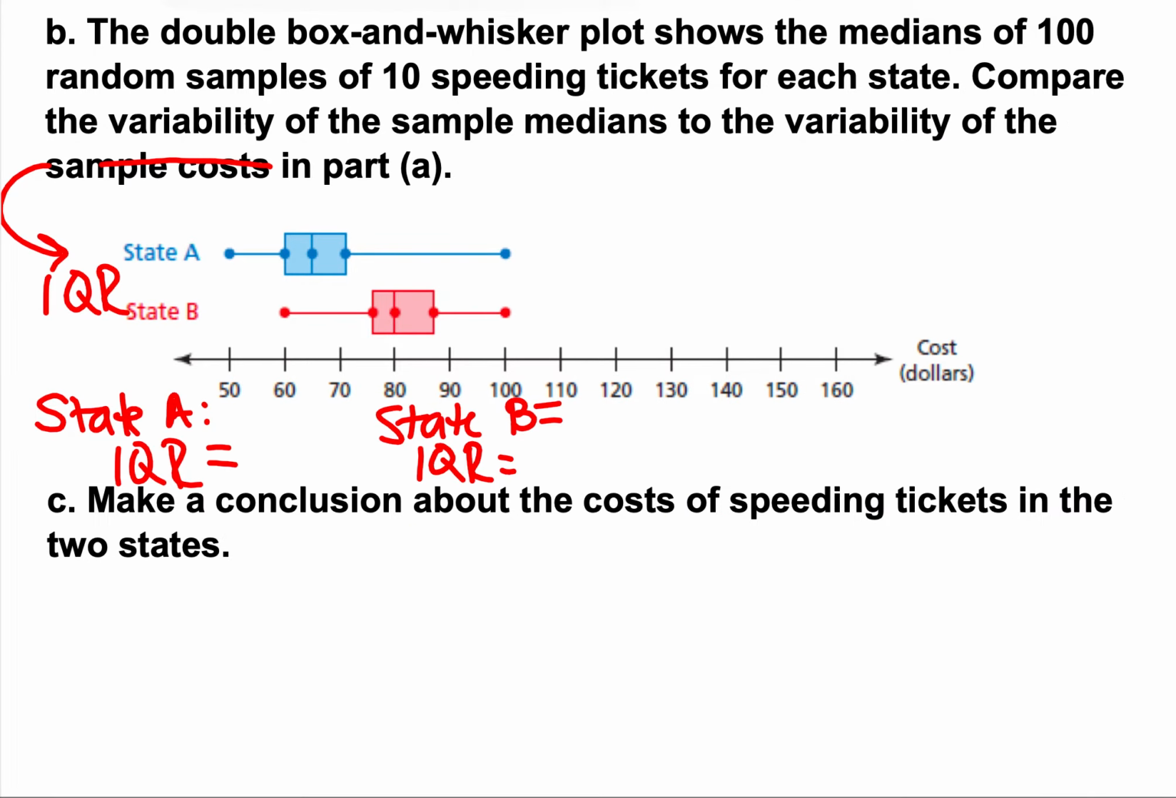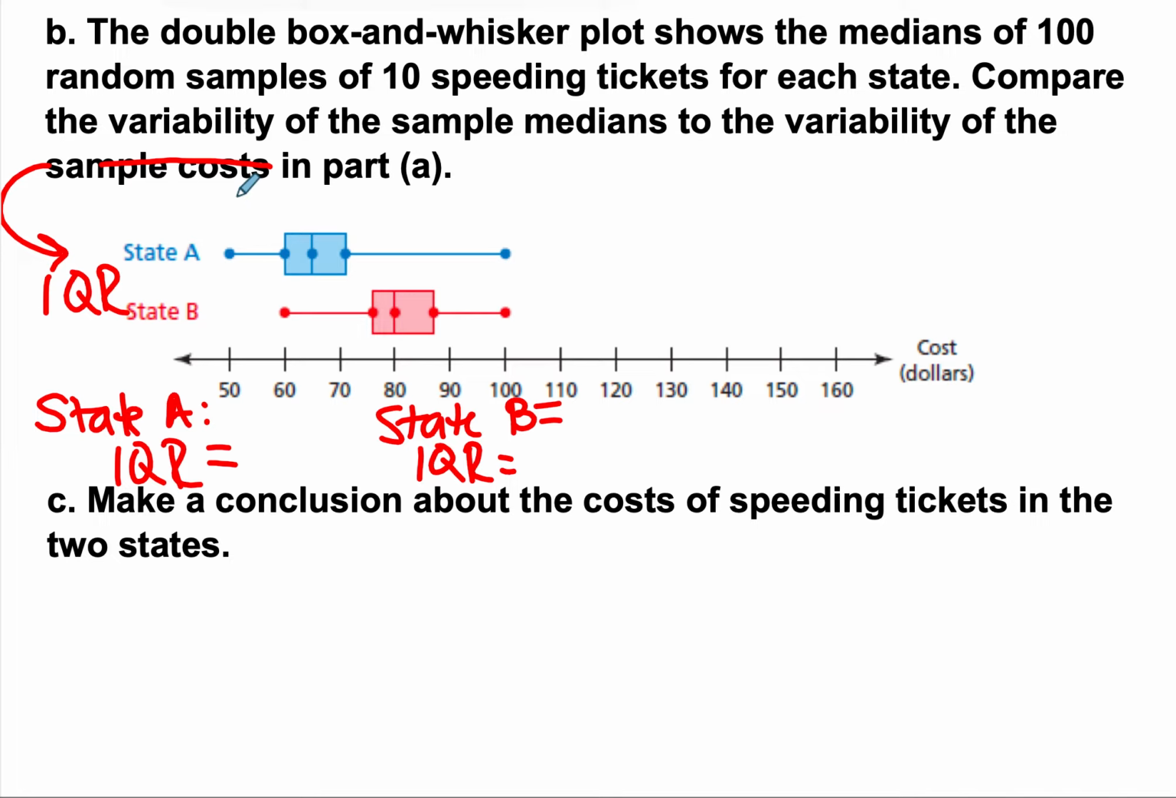So now let's go ahead and take a look at the next part of this problem. For B, it says the double box and whisker plot shows the medians of 100 random samples of 10 speeding tickets for each state. So that's going to be much better to compare these two populations instead of just looking at 10 speeding tickets, looking at 100 samples of 10 speeding tickets.